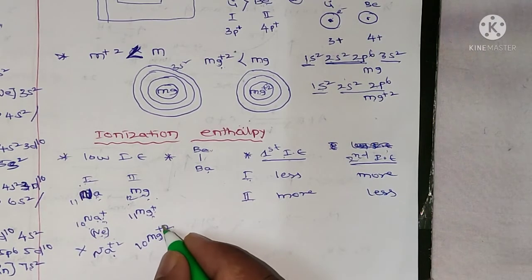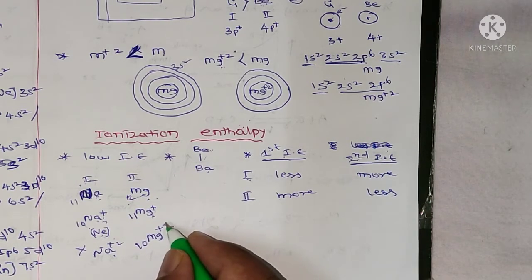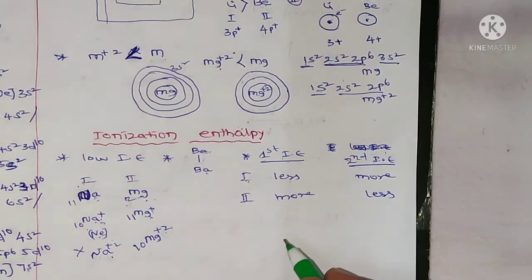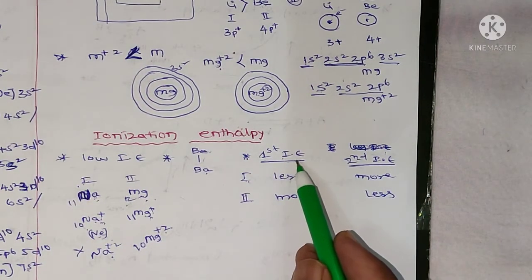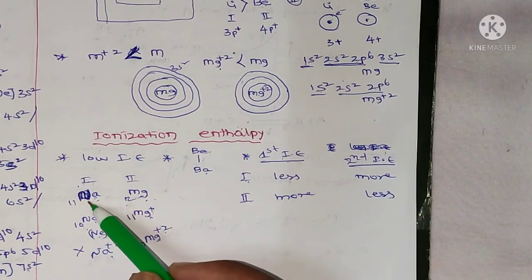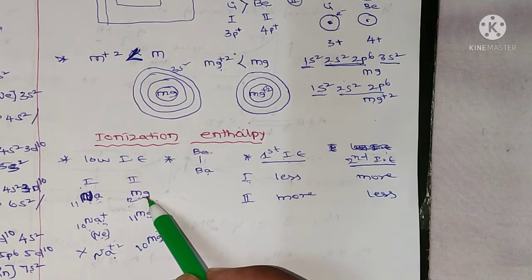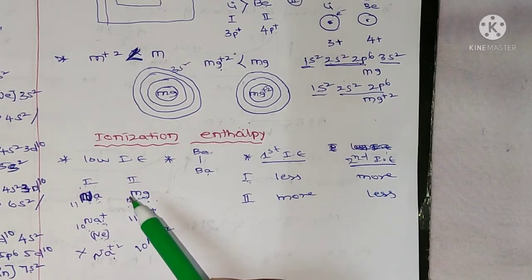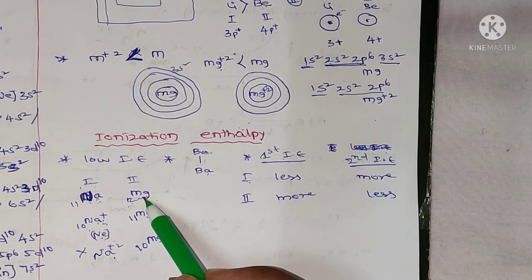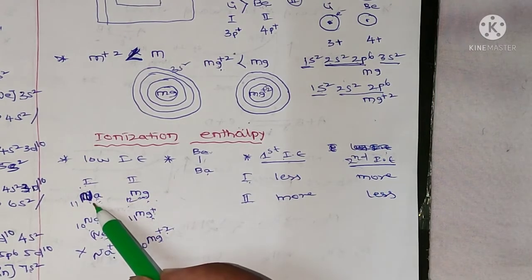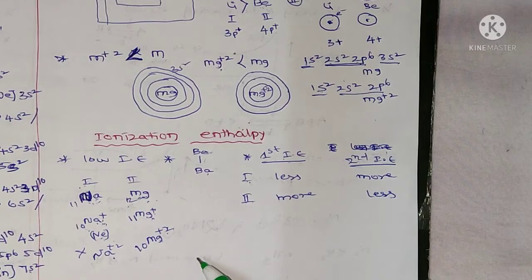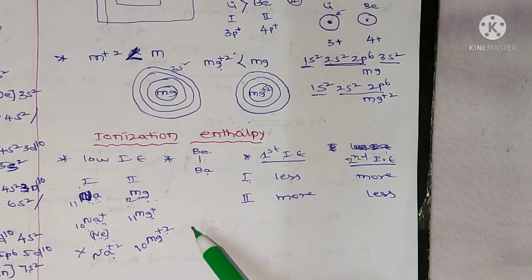So less energy is required to remove the electron, meaning the second ionization enthalpy is less. First ionization enthalpy is less for a first group element than for the corresponding second group element. But second ionization enthalpy is less for a second group element than for the corresponding first group element. This is about ionization enthalpy.